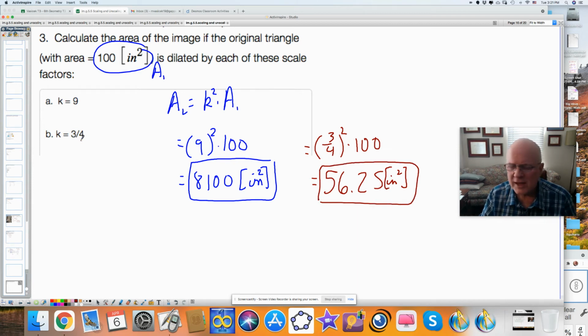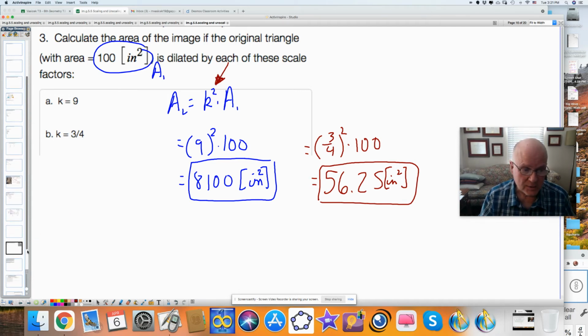I'm scaling back. It's not 3/4 of 100. That would be 75. But it's 3/4 times 3/4 times 100. So it's the scale factor squared. And that's a big idea from yesterday. In a minute, we're going to show you what we're going to do with this today, which is a little bit different.